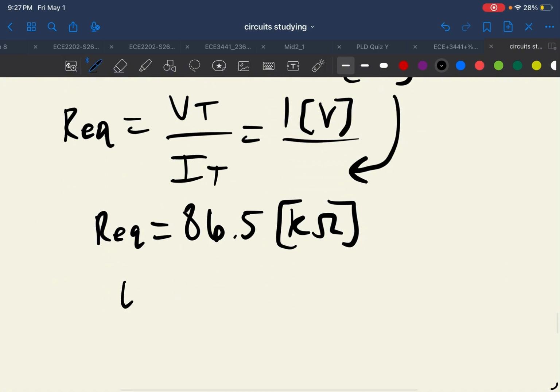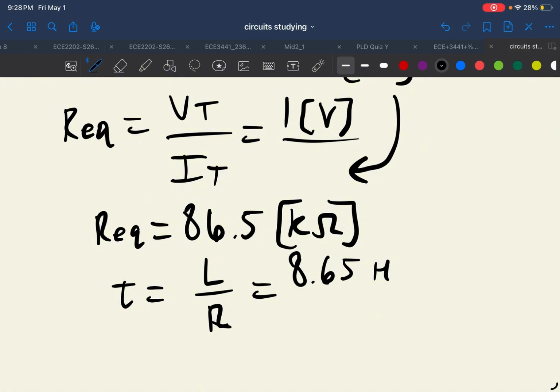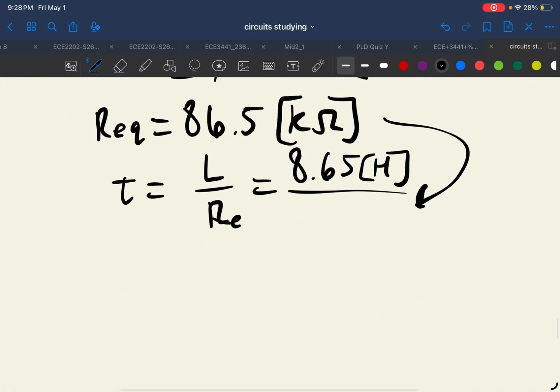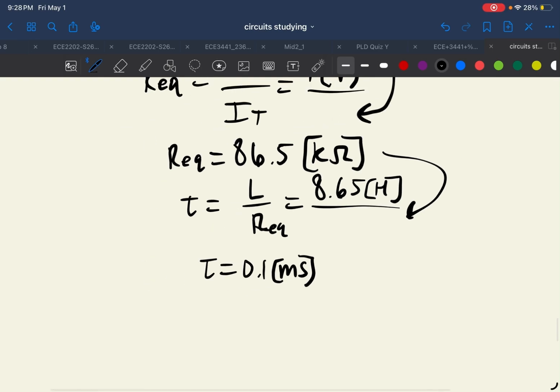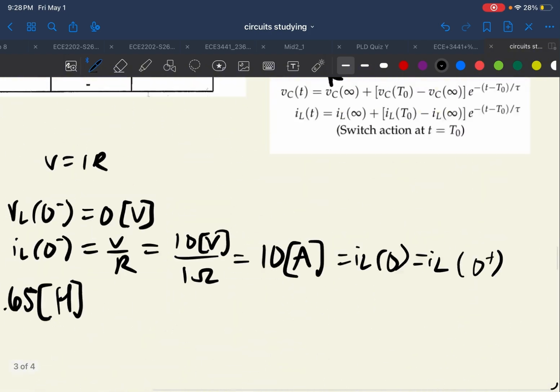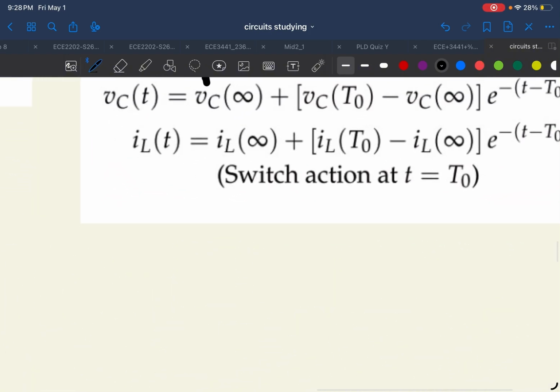But the thing we need for our actual equation is tau, which is L over R for this instance. We know L is 8.65 henries, and we just calculated R, REQ, I should have put here. Tau is equal to 0.1 milliseconds. All right, now we have everything. We can solve for our final equation.